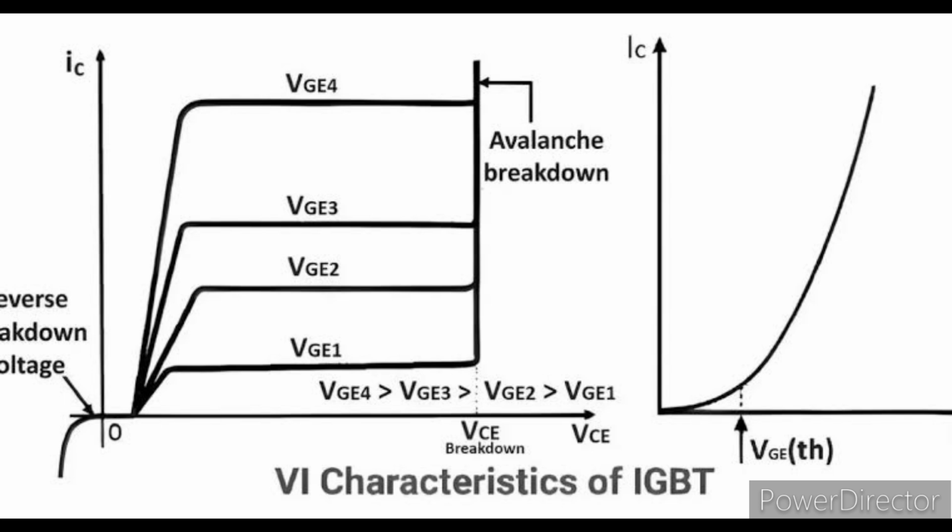The transfer characteristics are between IC and VGE. So when VGE is less than the threshold VGE, the device remains in the off state. When the VGE crosses the threshold voltage, the device enters into conduction as shown in the transfer characteristics. And note that the forward output characteristics of IGBT is similar to that of BJT. This concludes the topic of IGBT.